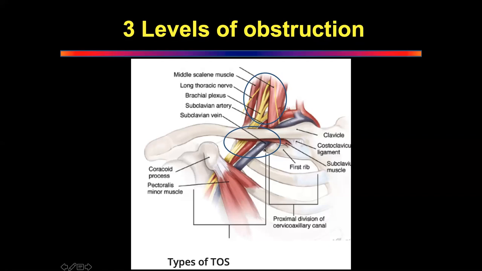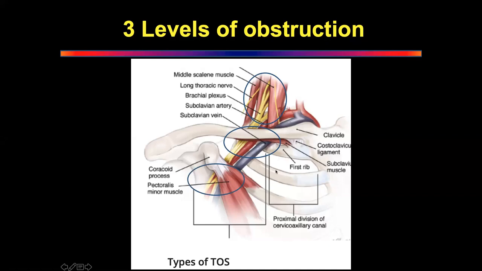So based on this, there are three types of thoracic outlet syndromes. Okay, the main three types are neurological, arterial, and venous. TOS is T-O-S, thoracic outlet syndrome. So that's the second area that is of concern, okay?